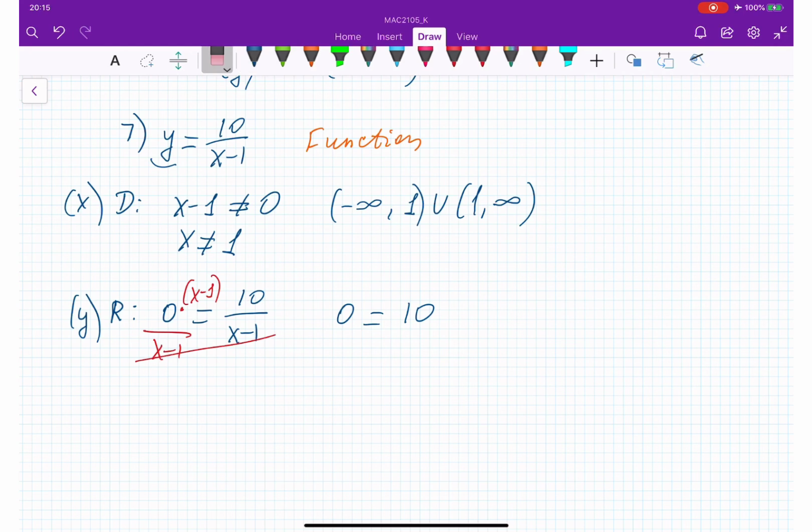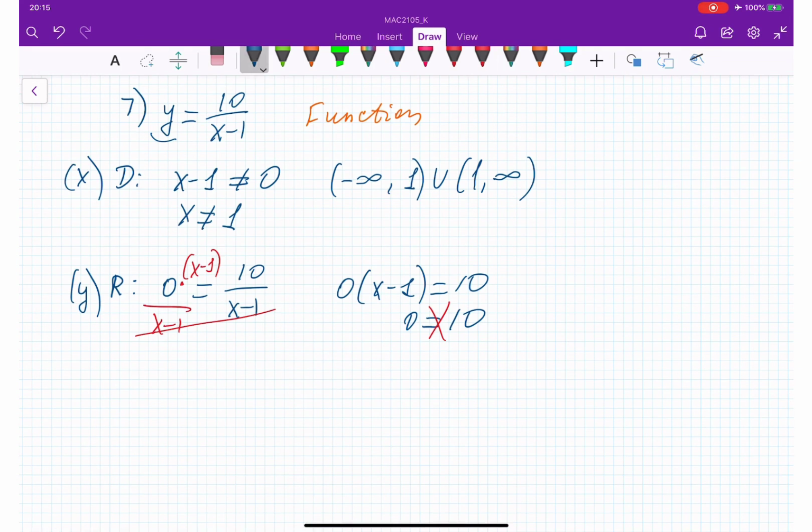Okay, let me go slow. 0 times x minus 1 is equal to 10, which means 0 is equal to 10, right? Which cannot happen, which means range cannot be 0. Therefore, our range is going to be negative infinity to 0 and 0 to positive infinity.